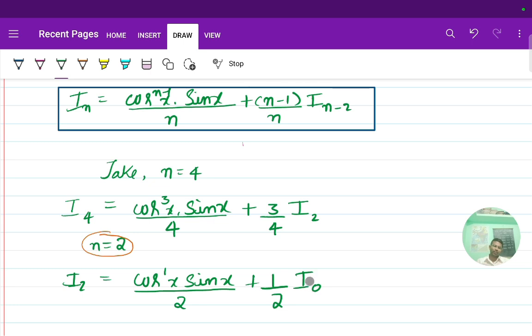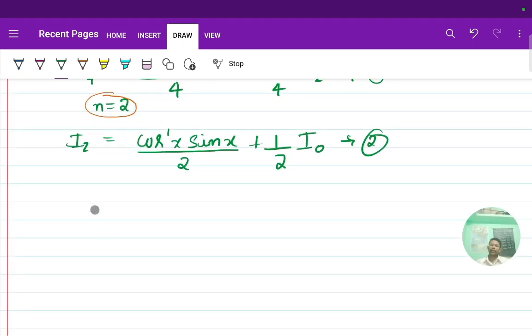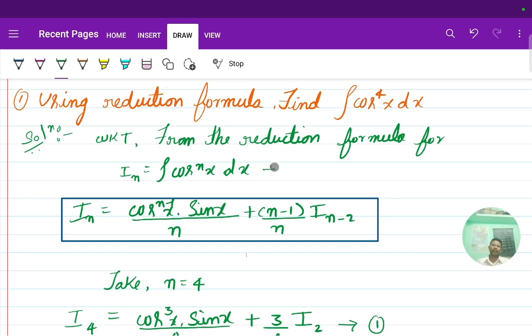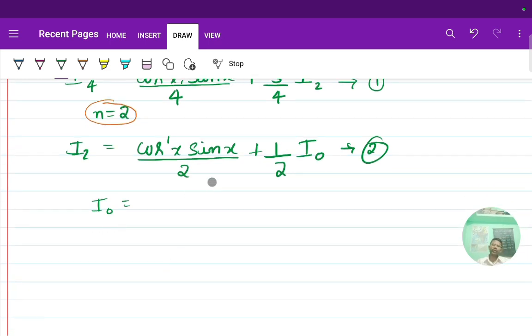So now we have to find the value of I naught, and here I will take this as equation 1 and this as equation 2. Now we have to find I naught. To find I naught, we have to consider this; let's take this as equation star. To find the value of I naught, we have to consider equation star.